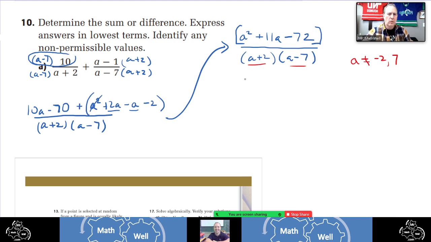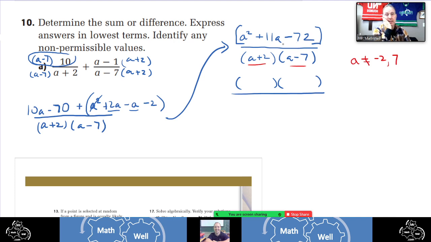Okay, so can we factor this by sight? Well, let's see. Can we split that trinomial up into 2 binomials? What are the factors of 72? 36 and 2. No, that's not going to work. 8 and 9. Okay.